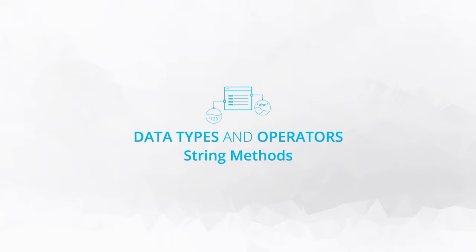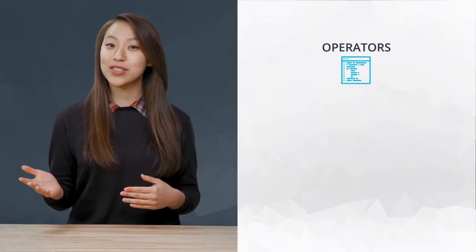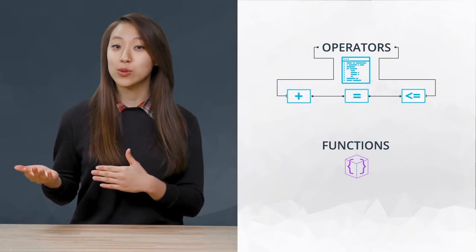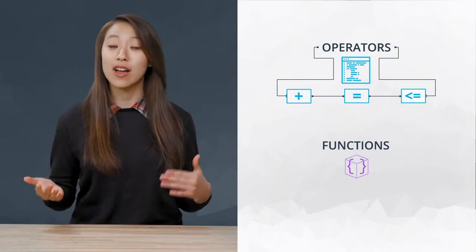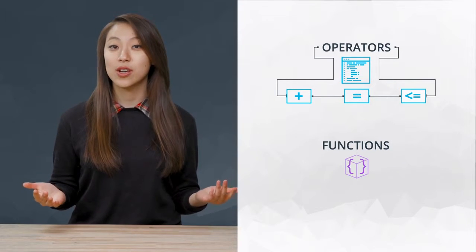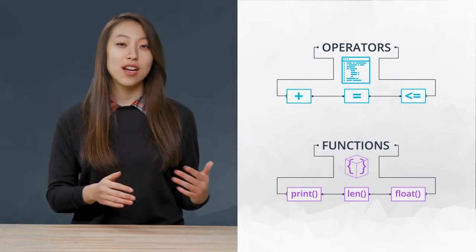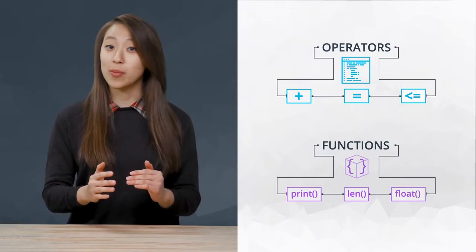So far, we've seen two distinct ways to process data with Python: operators and functions. We've used operators like these, which process the two values on either side of the operator. We've also used functions like print and len. Functions are very similar to operators.